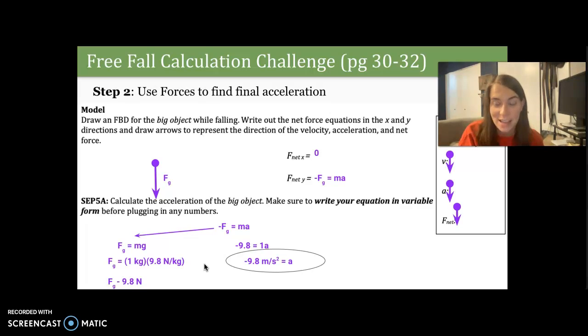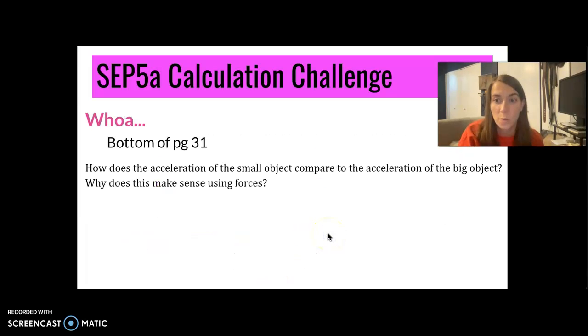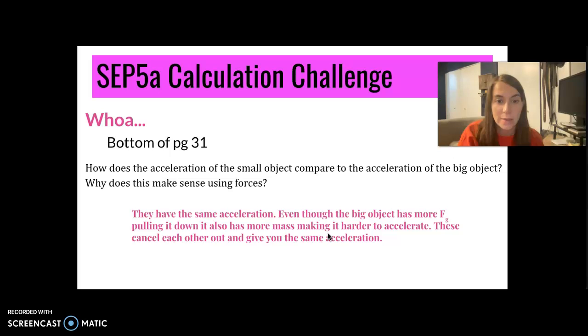Both objects have the exact same acceleration, even though they have different masses. They both accelerate at negative 9.8 meters per second squared. Whoa, bottom of page 31. How do they compare? They have the same. And here's the reasoning. Here's why it makes sense using forces.